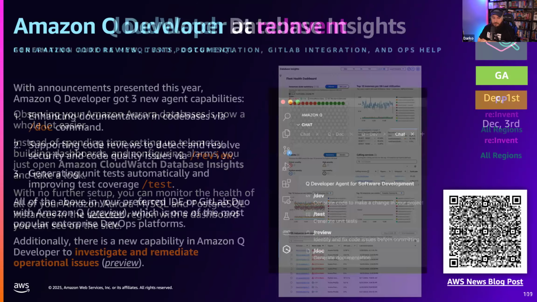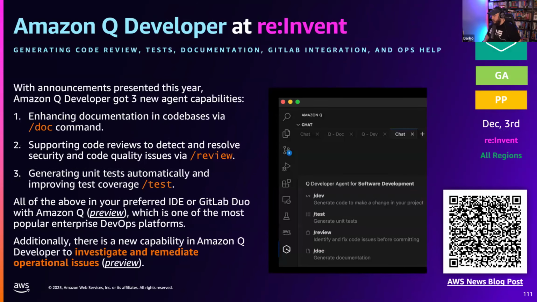Okay, what is this? Yes, Q Developer. Okay, I think I'm going to show this to you. There are a lot of features added to Q Developer at re:Invent: the /doc feature, the /review feature, and the /test feature. Let me show you one of these. So I have a thing here. Let's see. Can I open up this thing? I'm trying to find a little. Okay, cool.